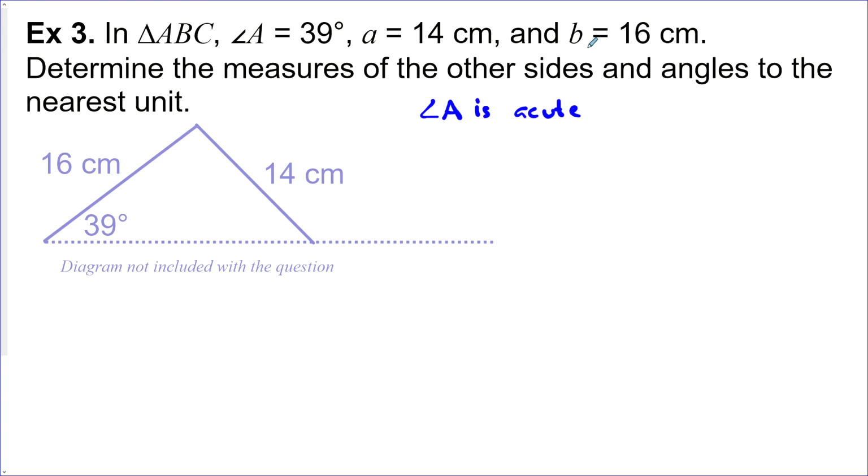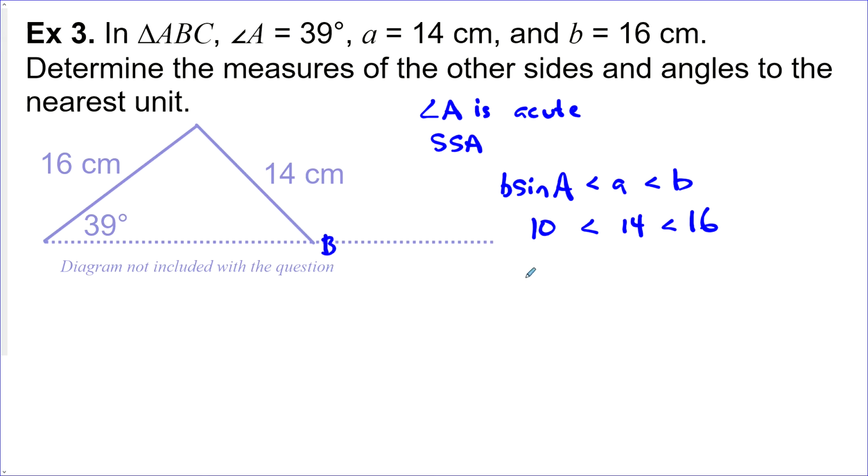In example 3, we're given that angle A is acute again. We're given side-side-angle. We need to check this out to see if this is ambiguous information. Here's our key. B sine A needs to be less than A, and A needs to be less than B. So B sine A is 10, A is 14, and side B is 16. So that means that this question is ambiguous.